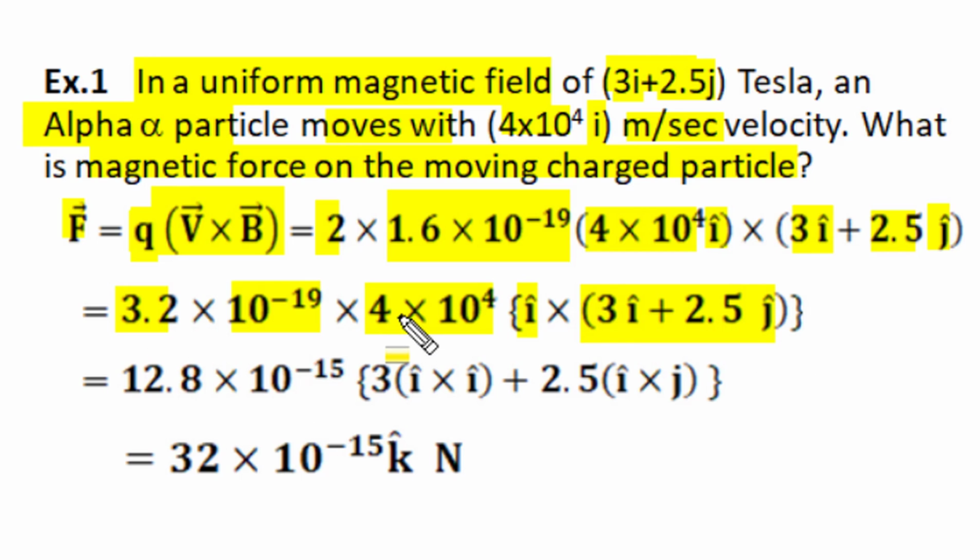Now 3.2 multiplied by 4 becomes 12.8, and 10 power minus 19 and 10 power plus 4 become 10 power minus 15. And this product, i cross 3i, becomes 3 times i cap cross i cap, plus 2.5 times i cross j cap. Now i cap and i cap have the same direction. The angle between the two unit vectors is 0 degrees, sine 0 is 0. So this cross product becomes 0. And the cross product of two unit vectors i and j in cyclic order is plus k, and 2.5 multiplied by 12.8 becomes 32, and our force becomes 32 into 10 power minus 15 in MKS Newton unit in plus k direction.